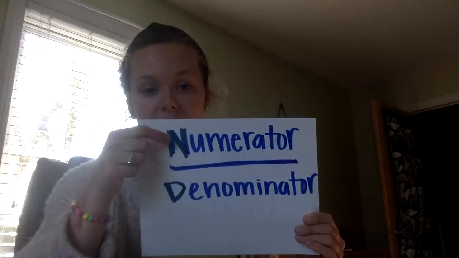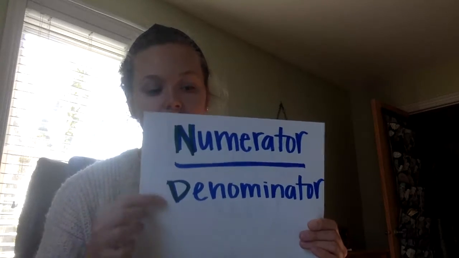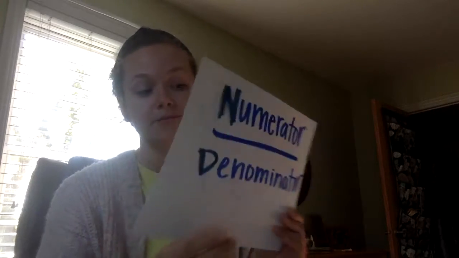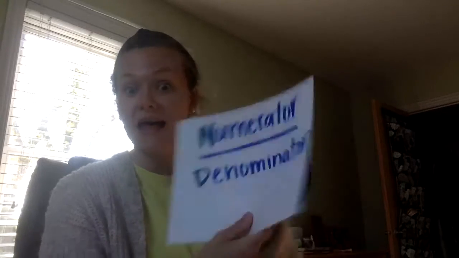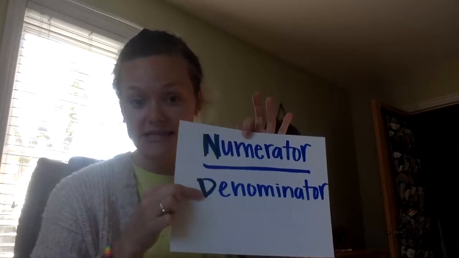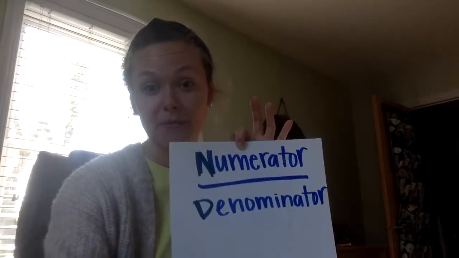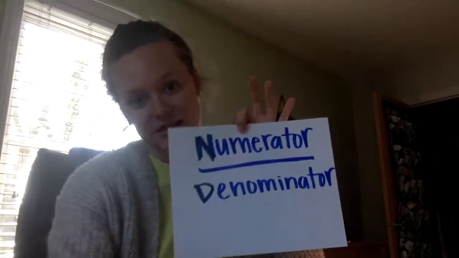Now there's a fun way we can remember which one goes on top, which one goes on bottom. ND, Notre Dame. And I just want to say, go Irish, Notre Dame. But N goes on top and D goes on the bottom. So that's one way you can remember: Notre Dame, numerator, denominator.